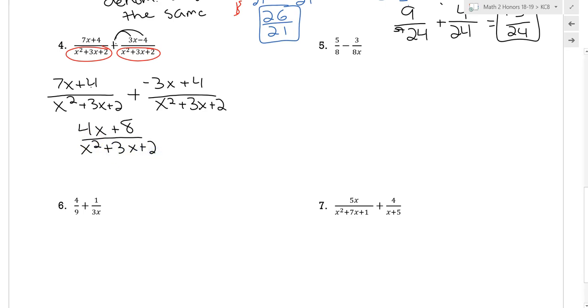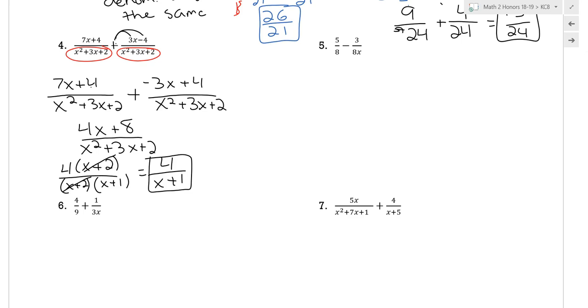Okay. I do want to simplify if I can, so going back to what we've done already, I'm going to take out the 4 here. What multiplies to 2 and adds to 3? That's 2 and 1. So my answer there is 4 over x plus 1. Sometimes things will divide out at the end.